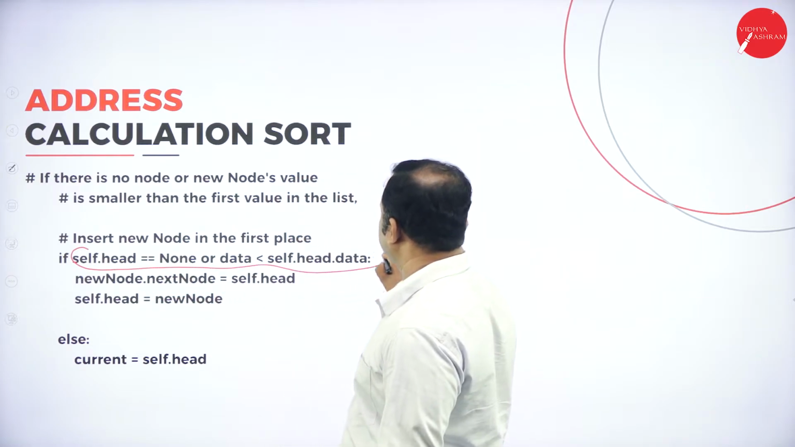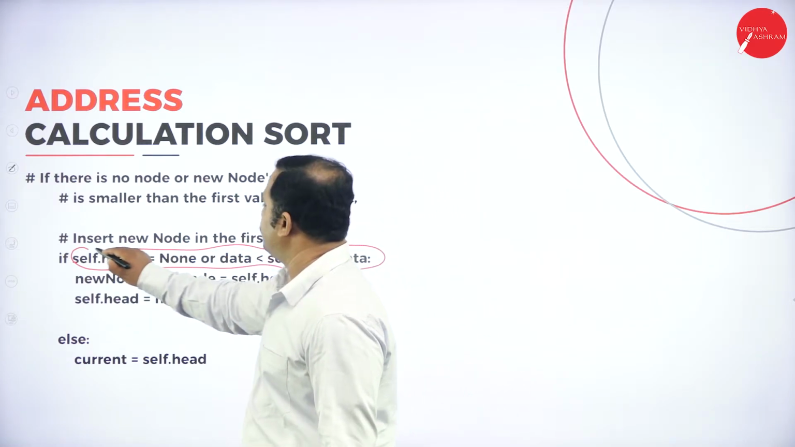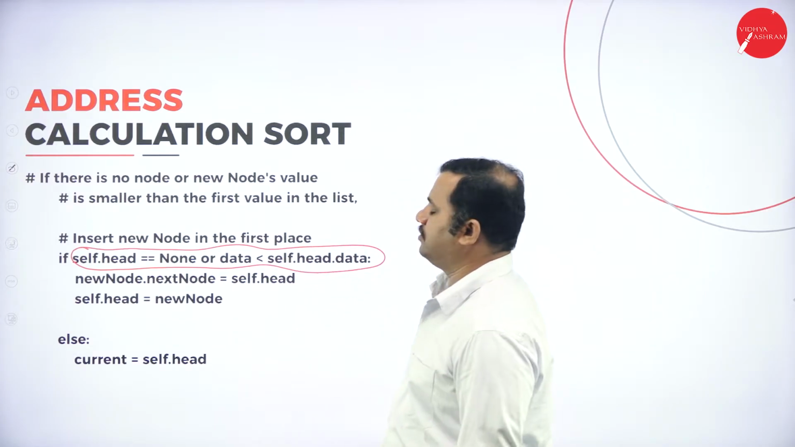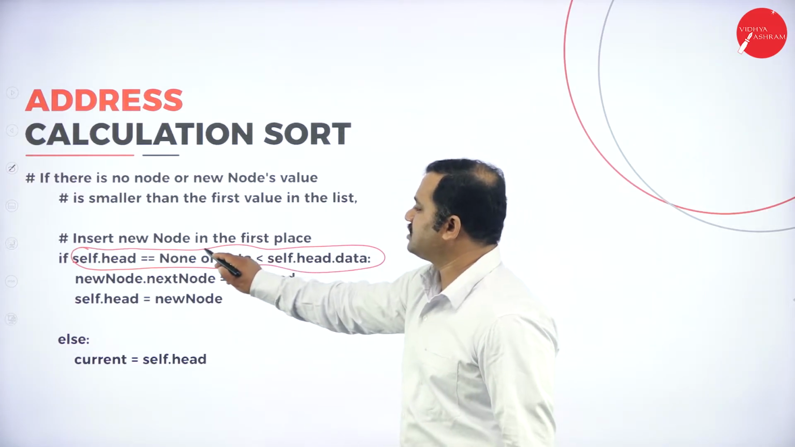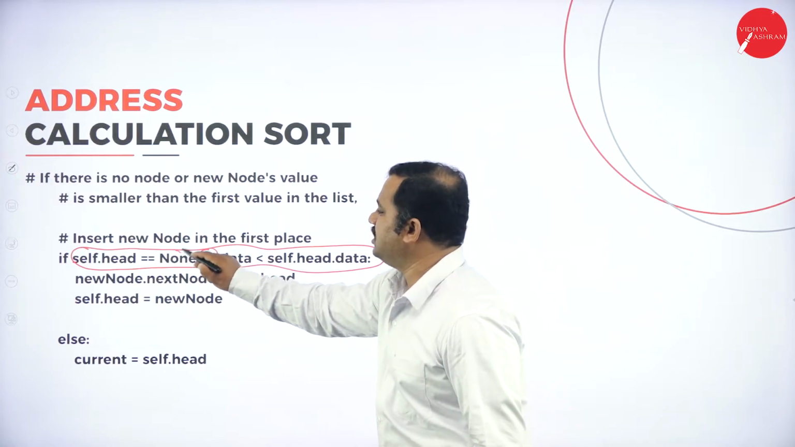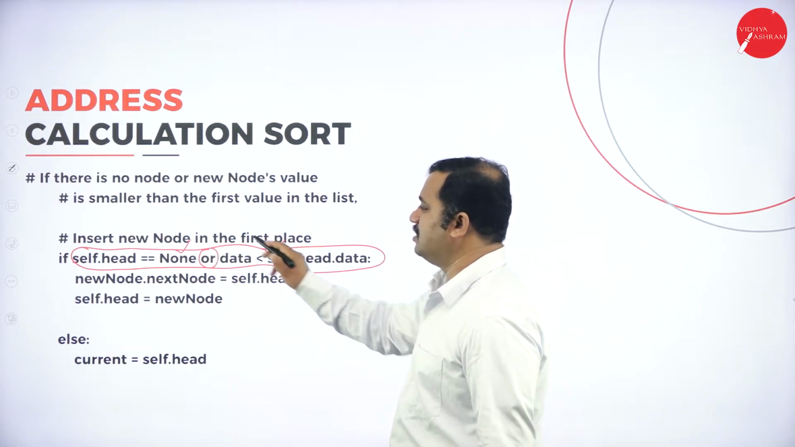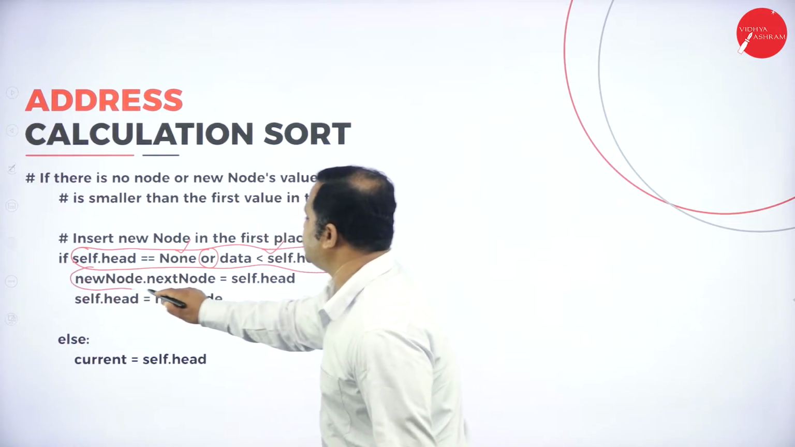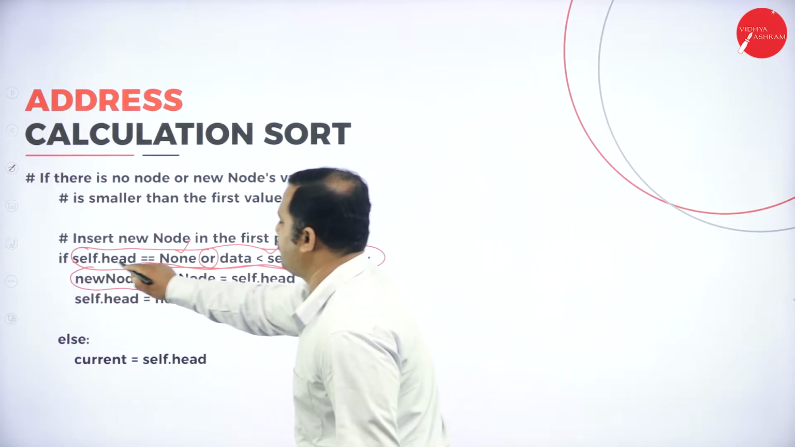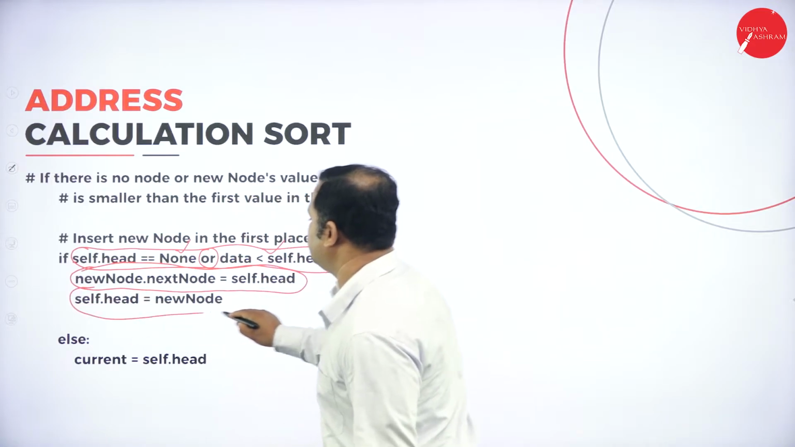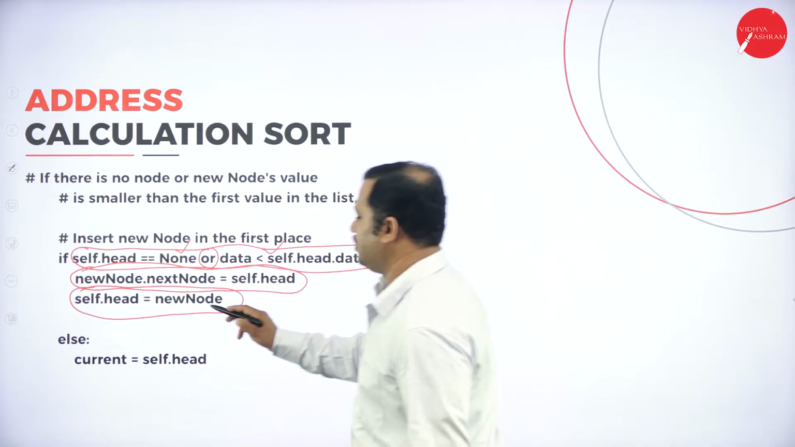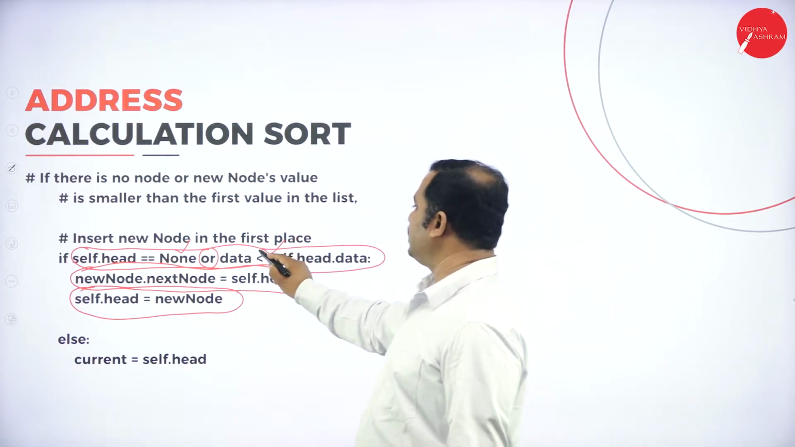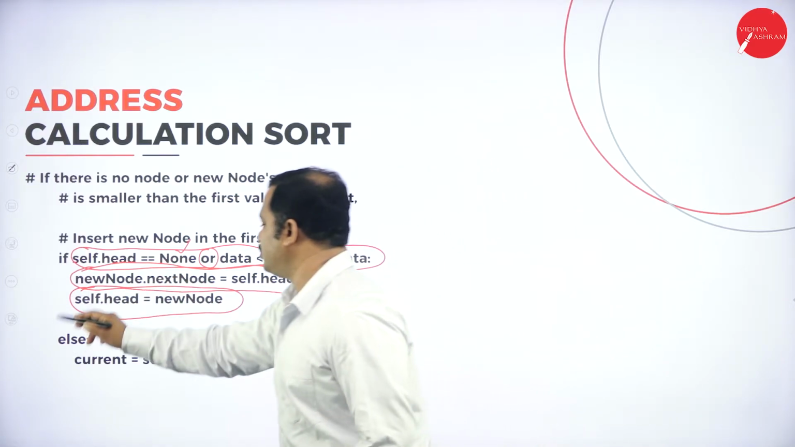self.head is equal to None or data less than self.head.data. If either of these conditions is satisfied, it enters the if statement, and then the new node is inserted at the head. Then what is the other option I have? If it is greater than the head, then it comes to the else part.